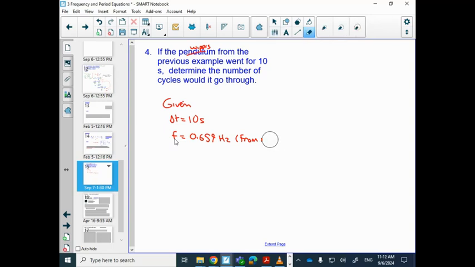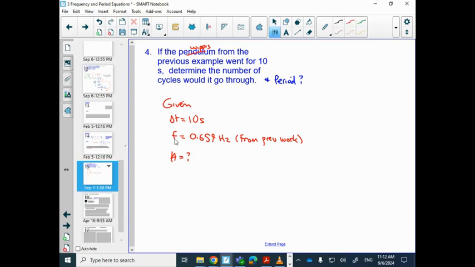From the experiment we did, and some from previous work. And we're asking for the number of cycles, right? So it says all that stuff. Determine the number of cycles that will go through. We could say determine the period to add that. And what's the period?